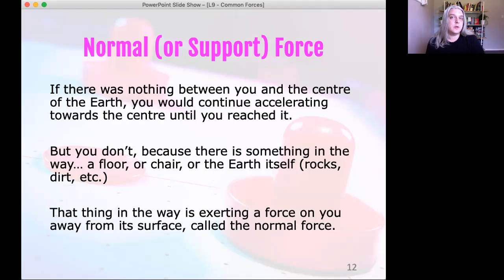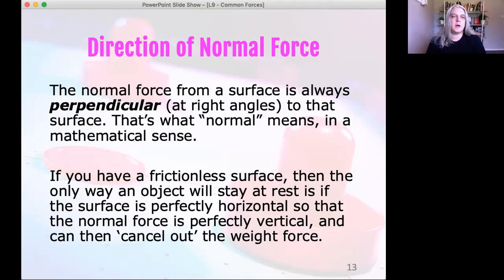That's Newton's third law. You push on something, it pushes back. You're pushing on it because gravity is pulling you down. Therefore, this object, whatever's in your way, is going to push back on you. And that's called the normal force. As I've mentioned, sometimes people call it a support force. I prefer to call it normal force, and we're going to talk about why. The normal force from a surface is always perpendicular to the surface. Perpendicular just means at right angles. And in a mathematical sense, the word normal means at right angles to, or perpendicular to.